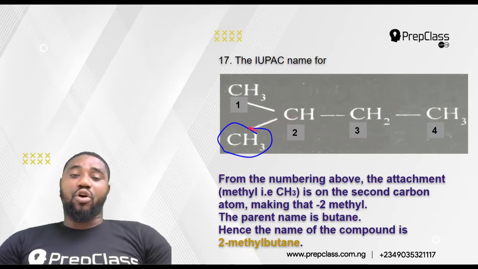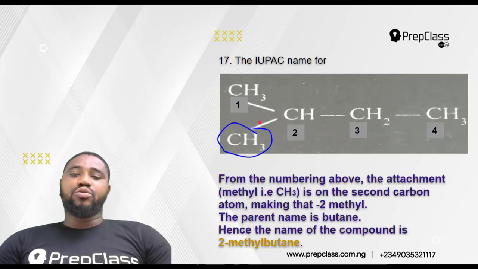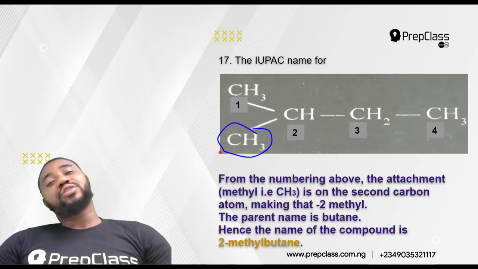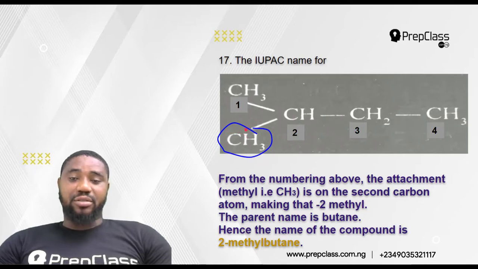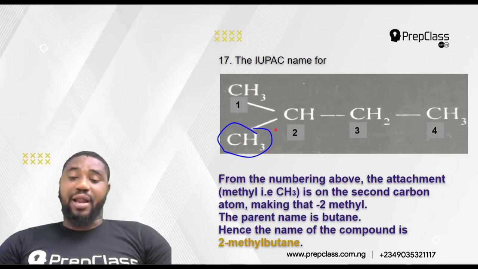Depending on the position of the attachee tells you how you number. That's why I say you can number from the front or from the back, but depending on the position of the attachee, you must number in such a way that this attachee will have the lowest possible number. If I had numbered from behind, 1, 2, 3, 4, this attachee will have 3 rather. I have numbered 1, 2, 3, 4. This attachee will have what? 3. It will become 3 methyl.